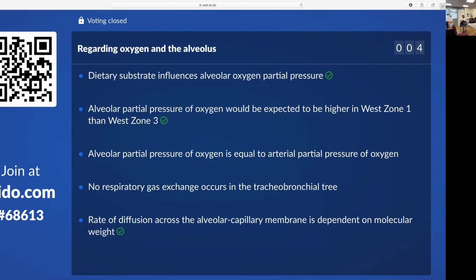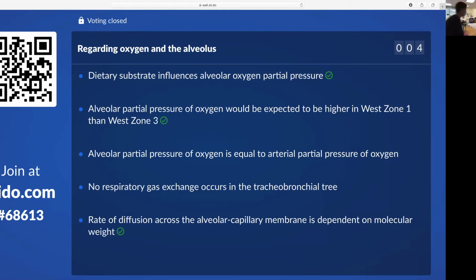A fully carbohydrate-based diet will give you a respiratory quotient of 1. The respiratory quotient is the ratio of CO2 produced to oxygen consumed. So how much CO2 you're producing for how much oxygen you're consuming. So it's a ratio. So that's your alveolar gas equation. Therefore, dietary substrate affects that. Make sense? Yeah. So I think that's true, but I'm open to disagreements.